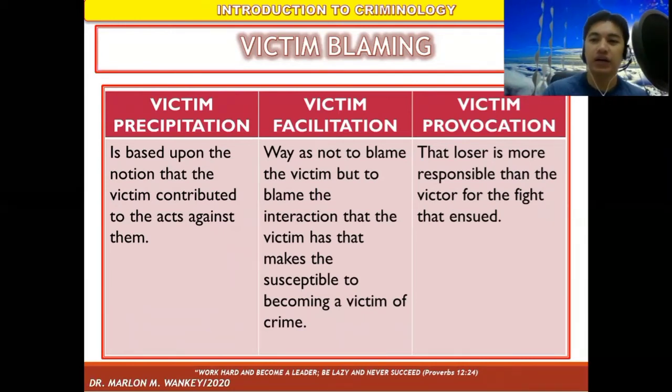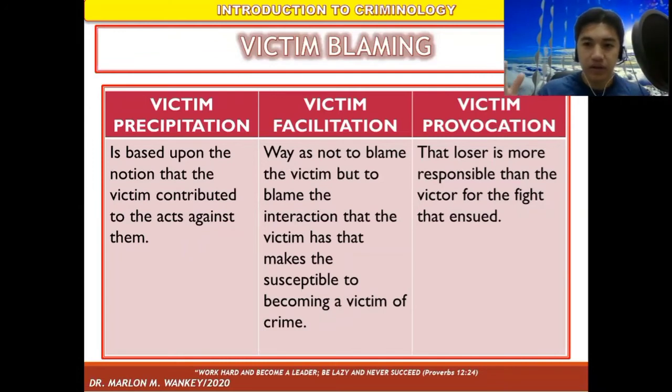Okay? Another good example is, you know that there are thieves within your area, but what you did is you open the gate and no security measures installed. Parang sinabi mo na rin, alin na kayo, pwede na kayo pumasok at nakawin nyo yung mga gamit ko sa bahay.